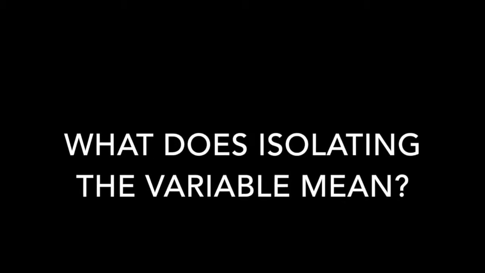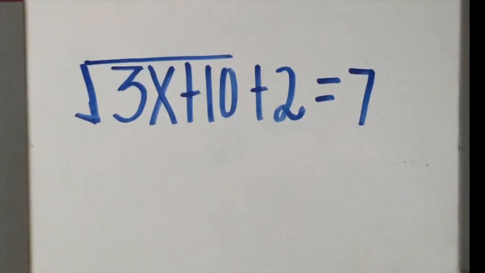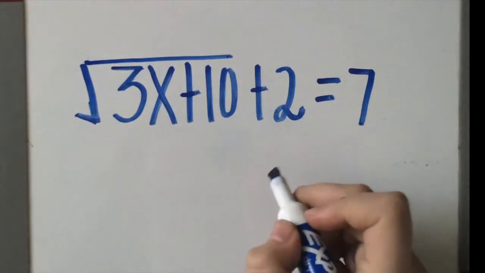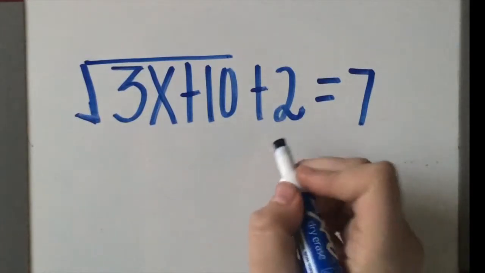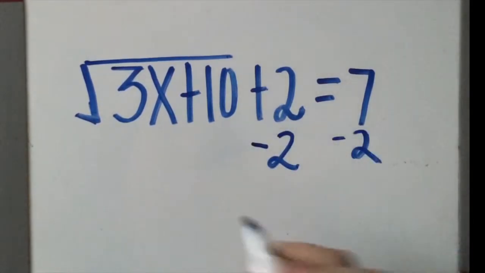And if you aren't exactly sure what it means to isolate the radical, that just basically means taking away all the factors that aren't included under the radical. So for example, 2. As you can see, 2 is not included in the radical, so you want to make sure that you get rid of it on both sides too, or else the equation will not be equal.